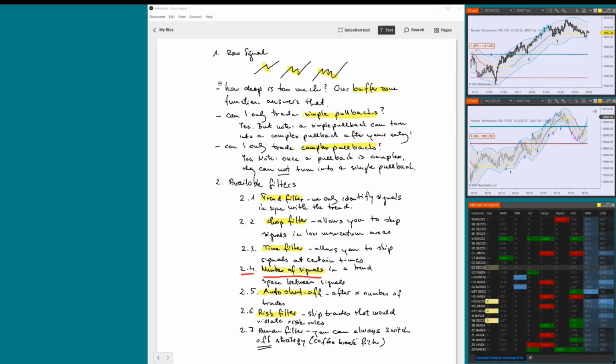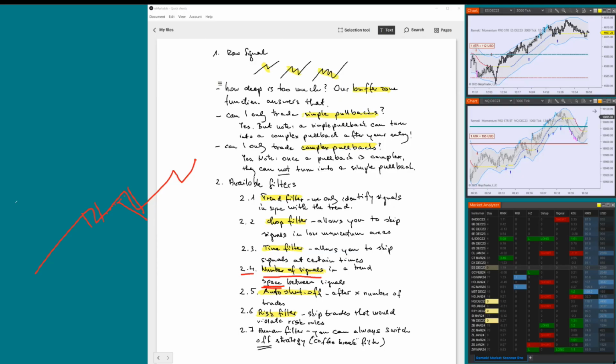You might want to give it a little room. By default, I think it could be 5 or 10, which means you get a signal, you have to wait 10 candles before the software will give you another signal. All right, so that has to do with numbering the signals and numbering the bars between the signals.